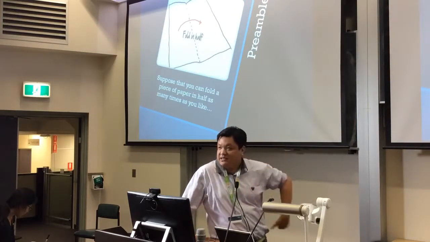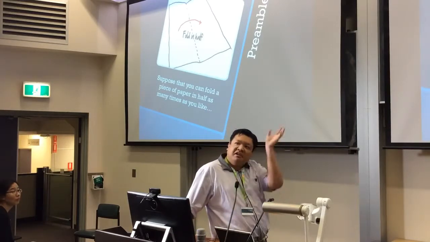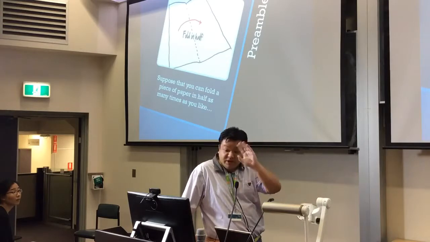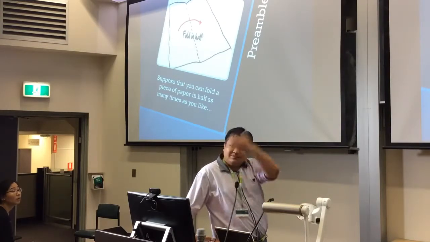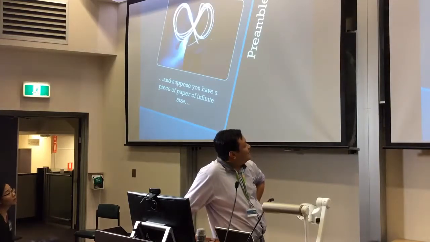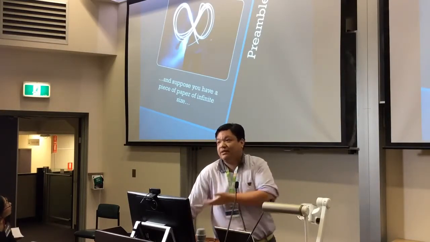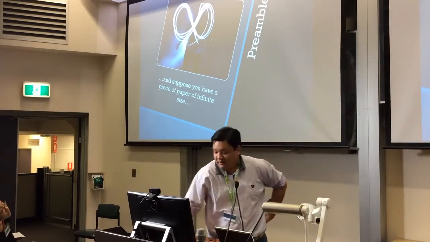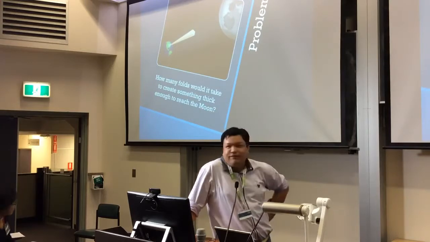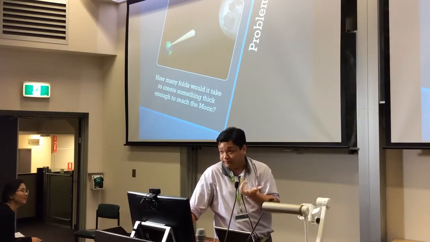Suppose that you can fold a piece of paper many, many times over and over again, and you'll get the smart kids in the class who go, "Oh, sir, but Mythbusters have proven this otherwise." Just ignore them. And suppose you have a piece of paper of infinite size. So basically, when you fold it over and over again, the piece of paper doesn't get smaller. The question is, how many folds would it take for you to create something that's thick enough to reach the moon?